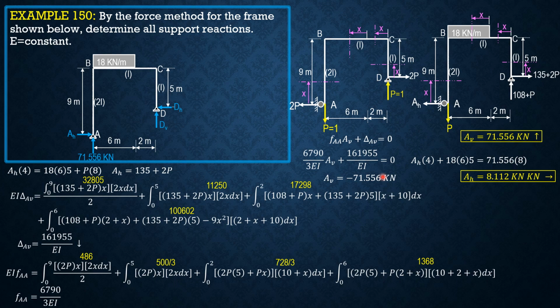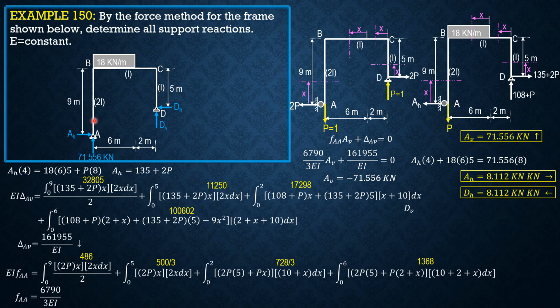So EH is also equal to 135 plus 2P. If you substitute P equals negative 71.556 here, it will give us the value EH negative 8.112, because it is negative, it means it's rightward if you substitute it here. Then summation forces horizontal, so AH equals DH, so DH is 8.112 leftward.